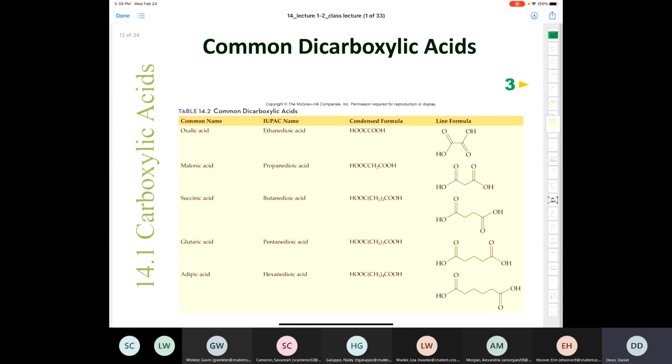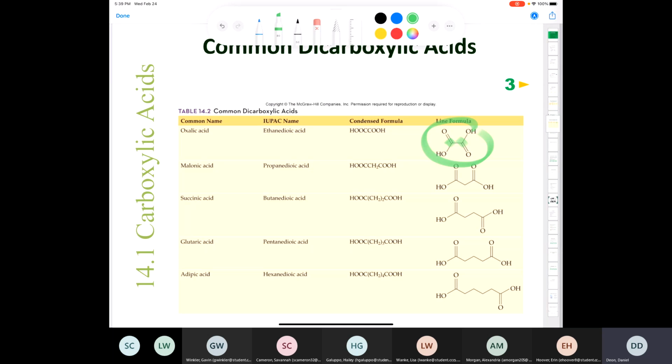Well, everybody who studies organic chemistry has to learn a few dicarboxylic acids. And these are the only ones that you have to learn in this class. Now, in order to have a dicarboxylic acid, you have to have a minimum of 2 carbons, right? In order for you to have 2 carboxyl groups, here and here, you have to have a minimum of 2 carbons that you see here.